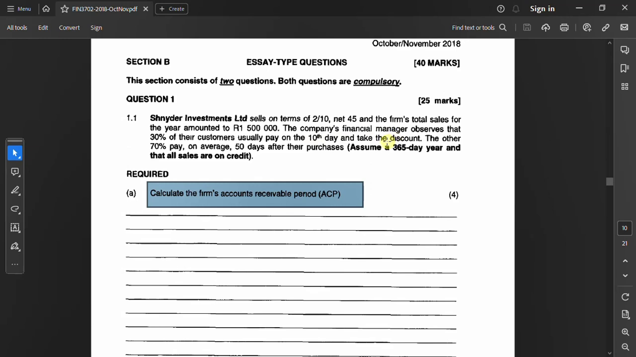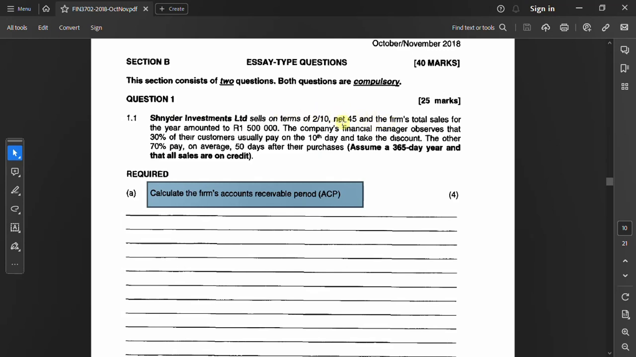So the question here, let me go back to the question first. Calculate the firm's average receivable collection period. If I'm looking at the average receivable collection period, I need to know what the total receivables are divided by the annual sales. I know what the annual sales were, that was given in the question. I need to get the average collection period. So collection period is the debtors, the portion that will be outstanding at the end of the period.